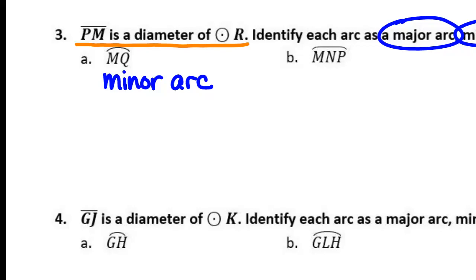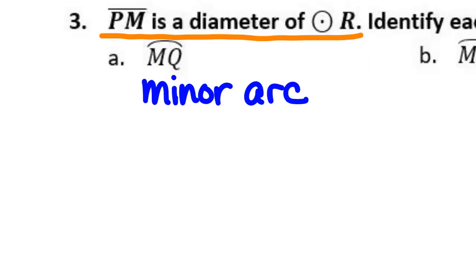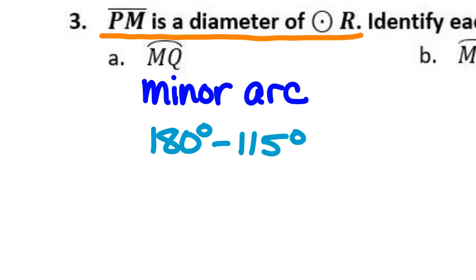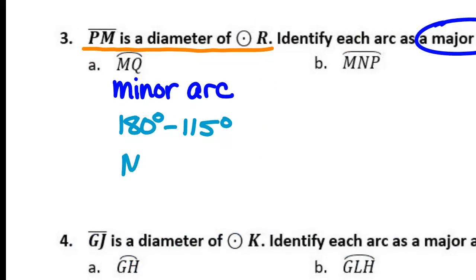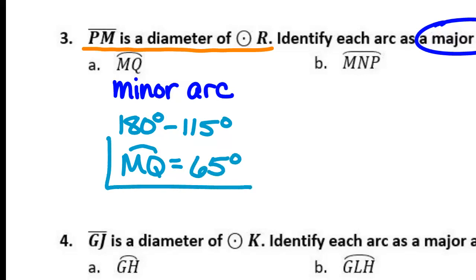To find the size of that minor arc, we're going to do 180 degrees minus 115 degrees. What is 180 minus 115? 65. So the measurement of arc MQ is 65 degrees.